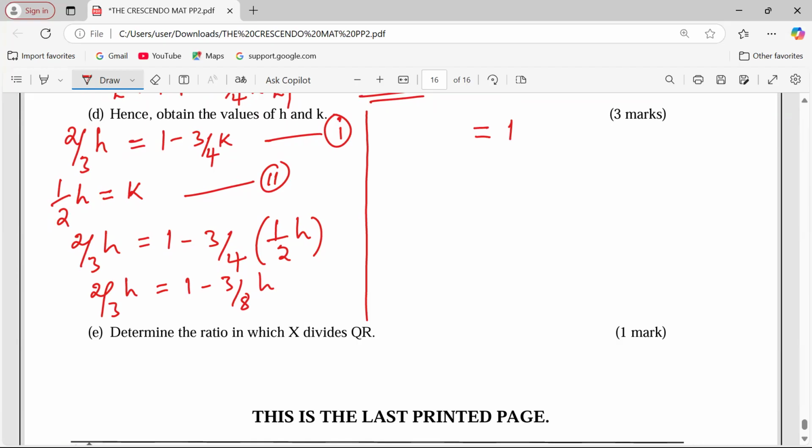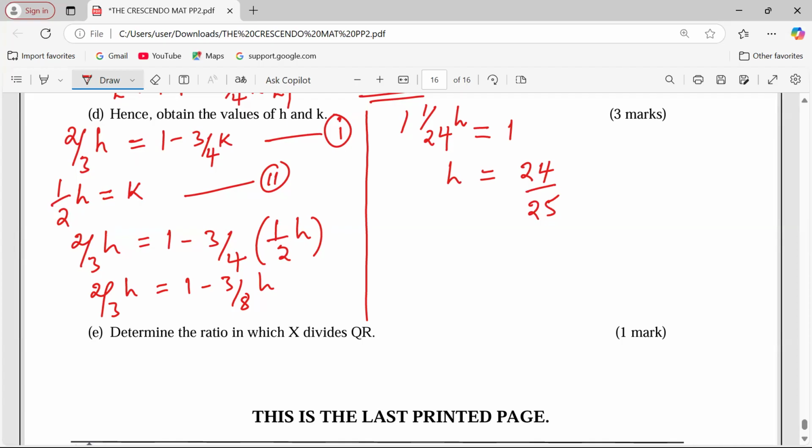2/3 plus 3/8 gives us 1 and 1/24 h. So that will remain with h. Now we have to divide through by 1 and 1/24. When we do that, we get 24/25.